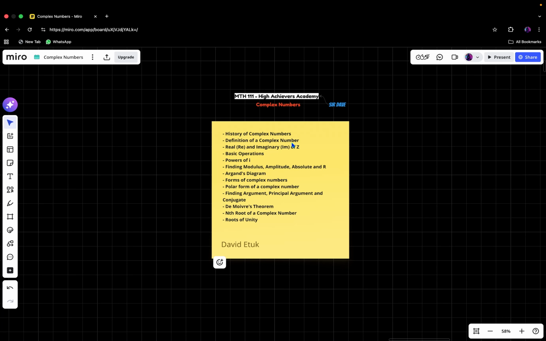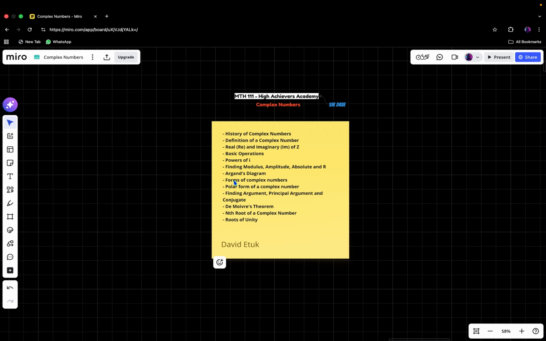We'll look at the definition of complex numbers. We'll look at the real part and imaginary part of Z. We'll look at basic operations of complex numbers: addition, subtraction, multiplication, and division. We'll be looking at powers of i. We'll be finding the modulus and amplitude of complex numbers. We'll take a look at the Argand diagram, which is a graphical representation of complex numbers.